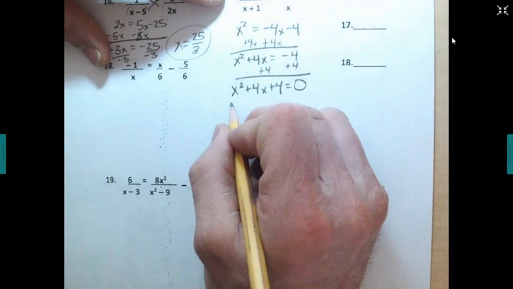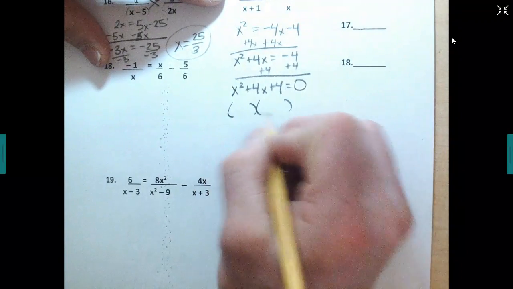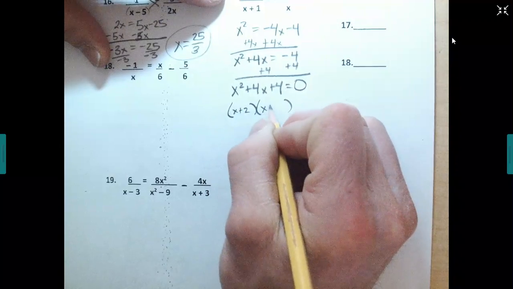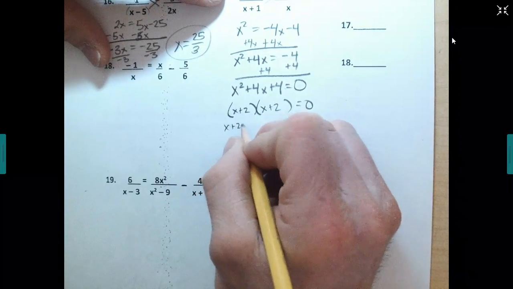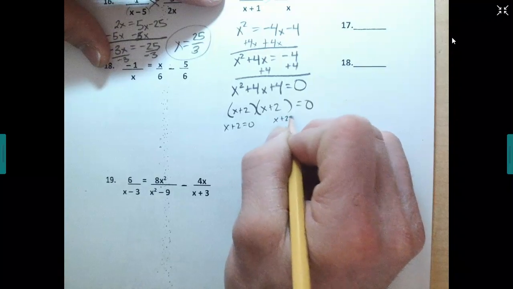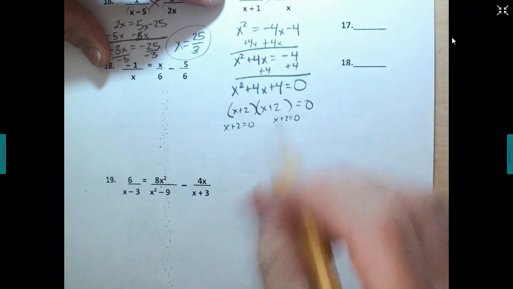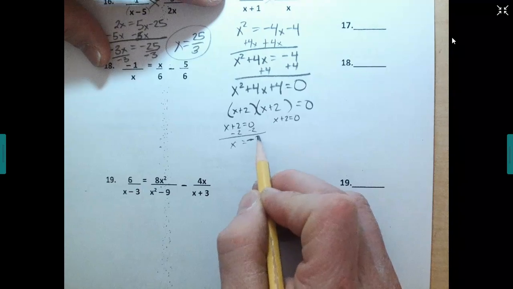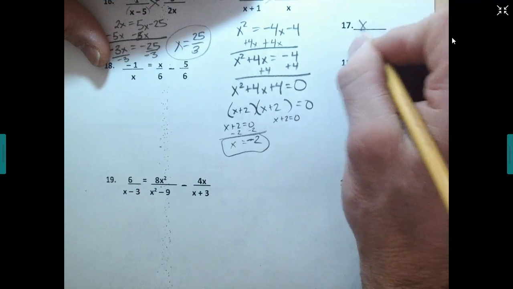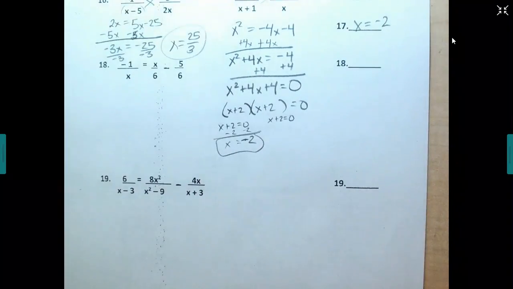Can I factor this? Sure enough, I get x plus 2 times x plus 2. So x plus 2 equals 0. X plus 2 equals 0. And it's the same, so I have x equals negative 2. Okay.